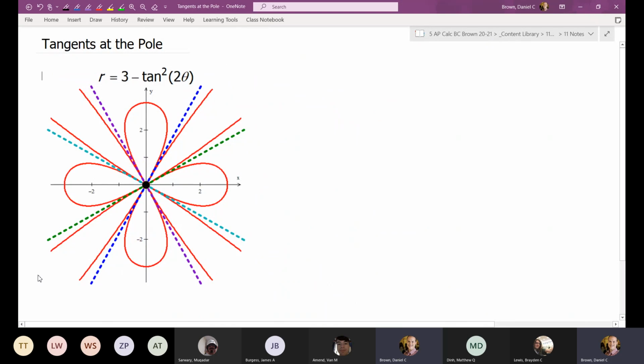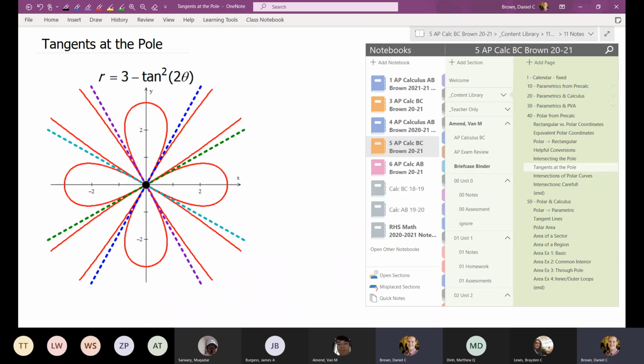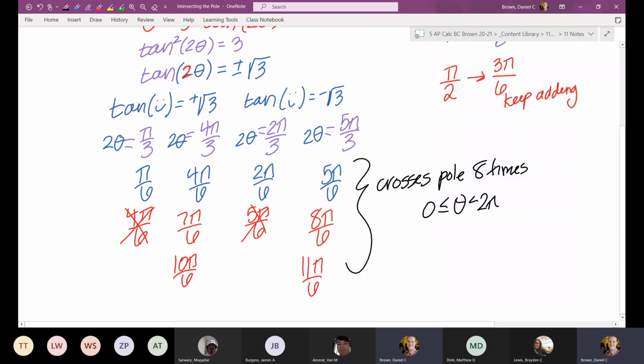So here's the graph. That's the one that we just found. That's r is equal to 3 minus the tangent squared of 2 theta. It's that graph you see in red. All of those dotted lines you see are the angles representing the solutions that we found. So for example, I'm going to go back to it. The smallest solution we had was pi over 6. The next one we had was pi over 3. That's what that one is reducing to.